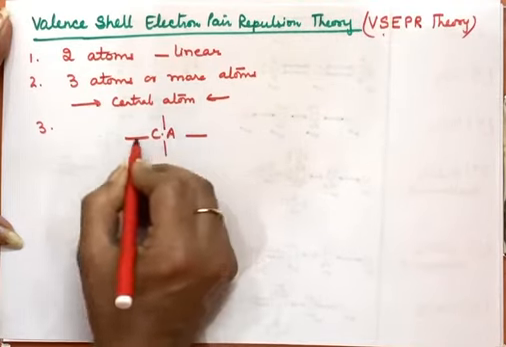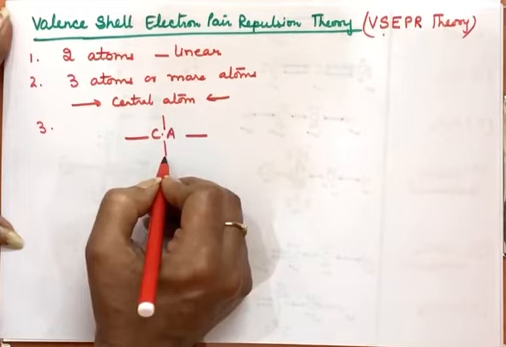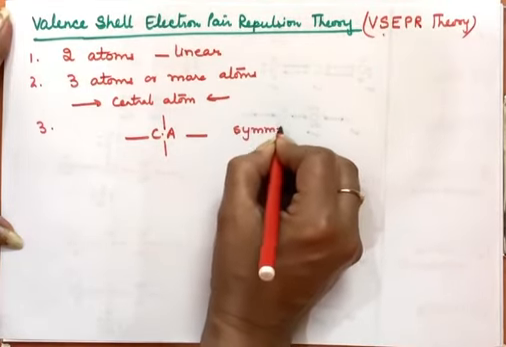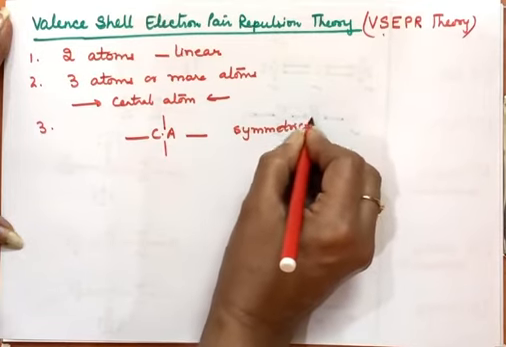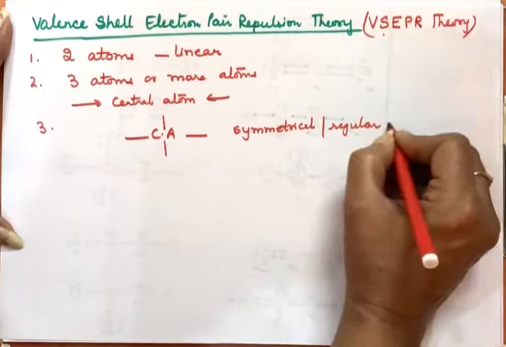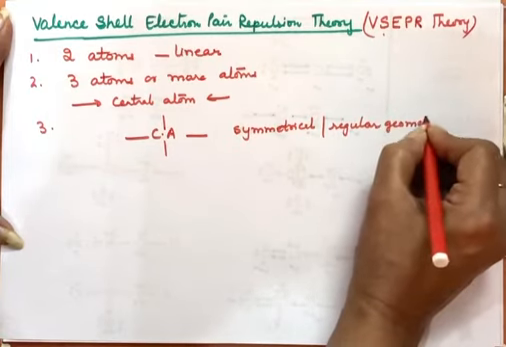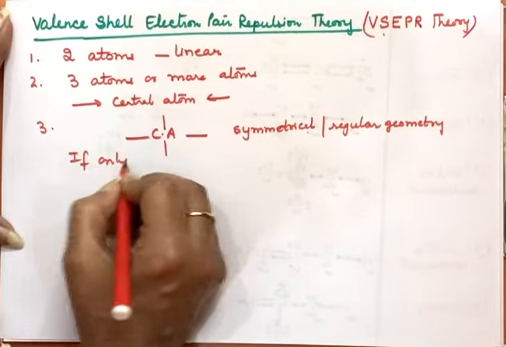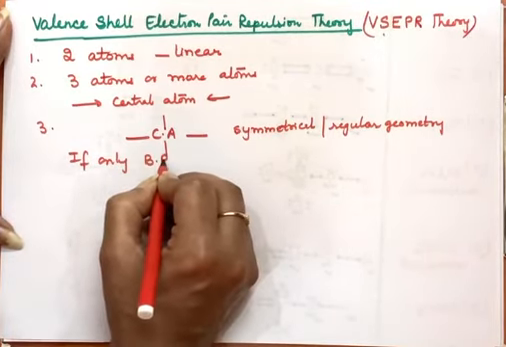Then repulsion from all sides will be similar, and the shape of this molecule will be symmetrical. The shape of the molecule will be symmetrical, or we'll say this has regular geometry. Geometry means shape. Regular shape of the molecule if there are only bond pairs around the central atom.